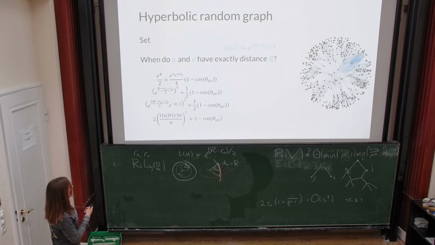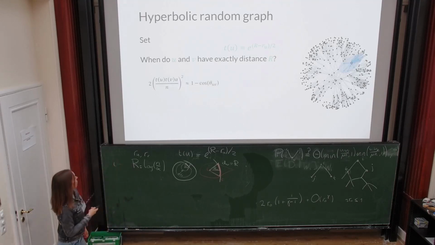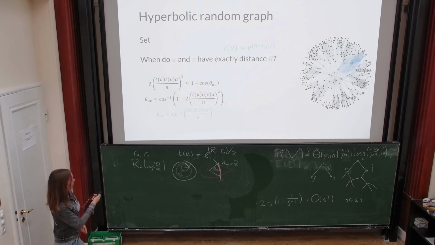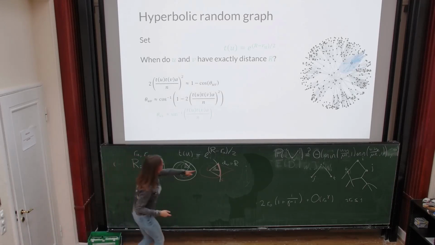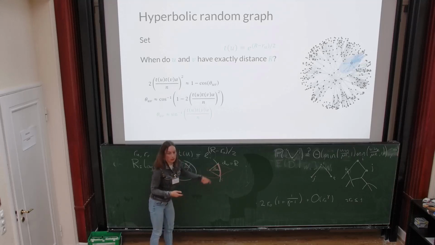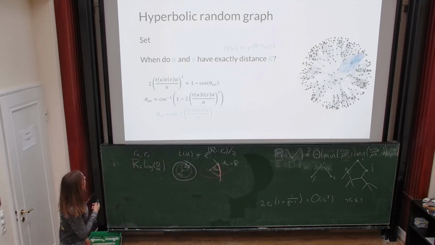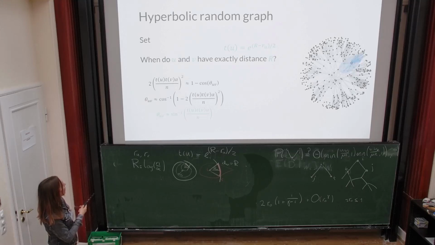If you write it like that, then we now get this equation. So we get that points u and v are connected if the product of the types divided by n is approximately 1 minus the cosine of the angle between them. Well, we can rewrite this further. Because we wanted to know what can be the angle in which these two are connected, we just solve for the angle, and then we can say they're connected if their angle is at most the inverse cosine of this thing, which is actually equal to the inverse sine.